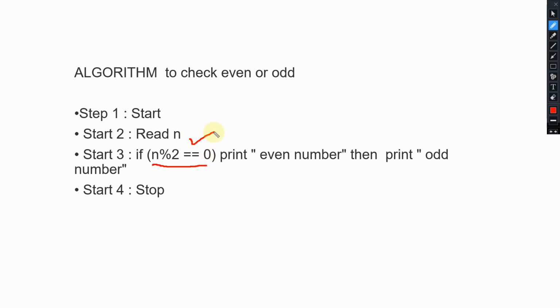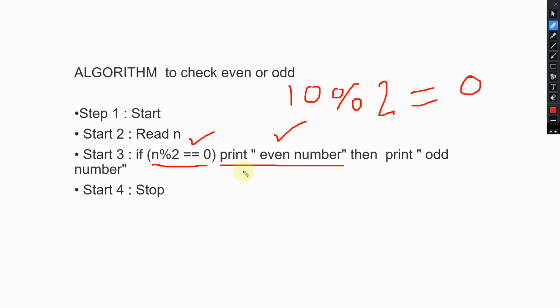So if that is the case, then this part will execute if the remainder is 0. Suppose in the case of 10, if we divide this number by 2, you will see that the remainder is 0. So definitely it is an even number, so this message will be printed on the screen. The next message which follows this then part will not execute because the condition is true.